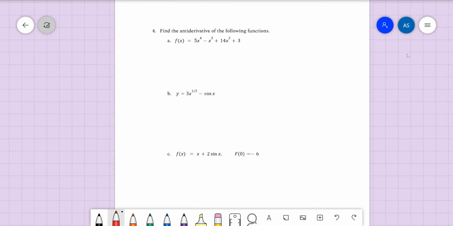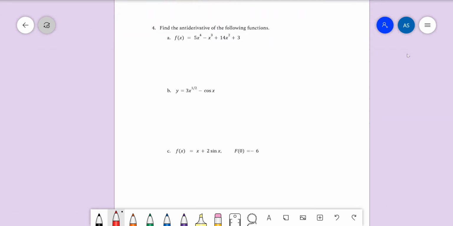Going on to number 4, this is just finding antiderivatives. Pretty straightforward. So we do capital F of x. And this is just kind of like the reverse power rule, right, for all of these. 1/4 x to the 4th plus 14 over 3 x to the 3rd plus 3x. And don't forget your constant of integration. If you forget that, it'll probably be a minus 1 or 2 points. That is this one.